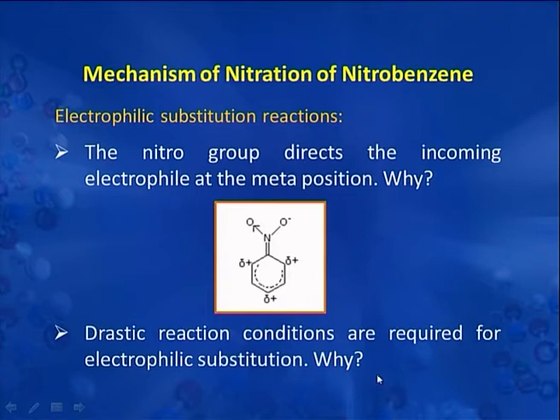Drastic reaction conditions are required for electrophilic substitution. Again, the answer lies in this resonance structure. You can see that the ring develops partial positive charge because of electron withdrawal by the nitro group. As a result, the electrophilic substitution becomes difficult.